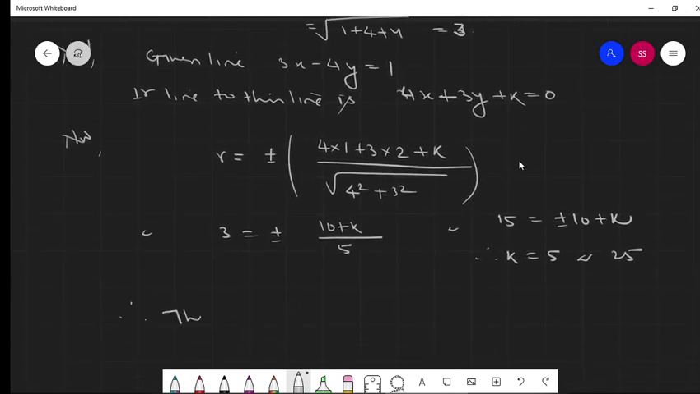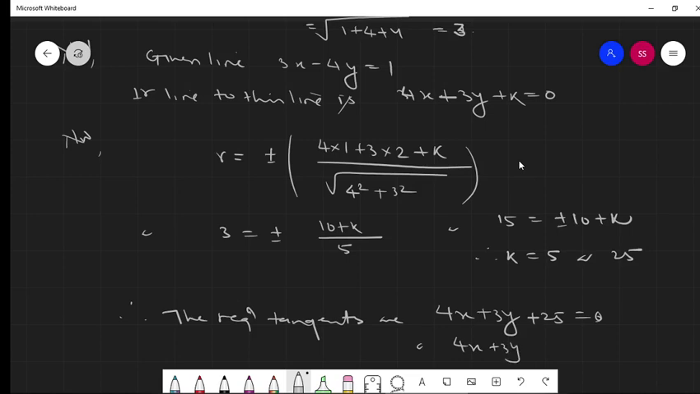therefore the required tangents are 4x plus 3y plus 25 equal 0, 4x plus 3y plus 5 equal to 0. k equal to, if we have taken plus sign it will be 5, minus sign it will be 25. Yes, this is the solution for this question.